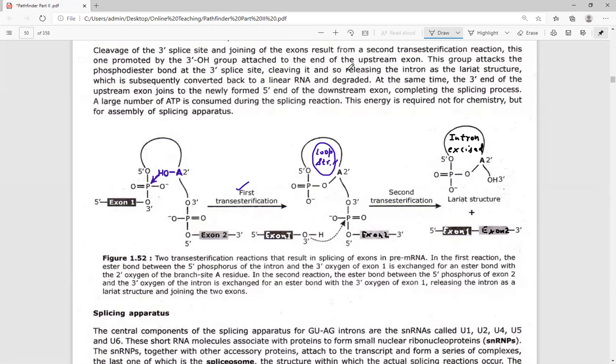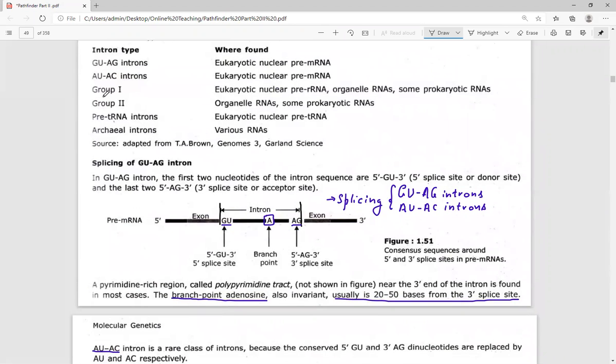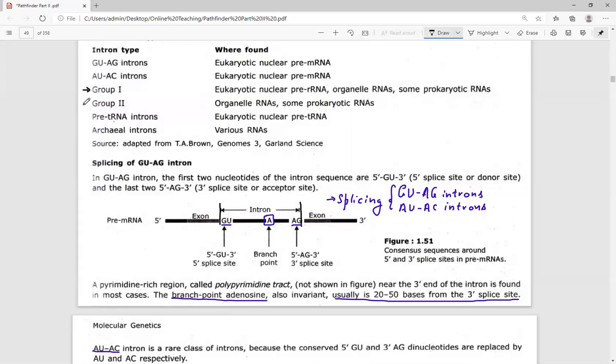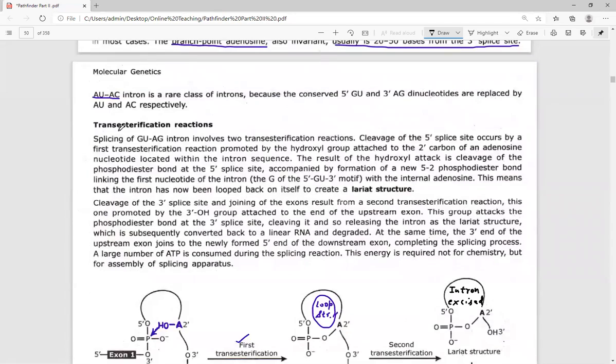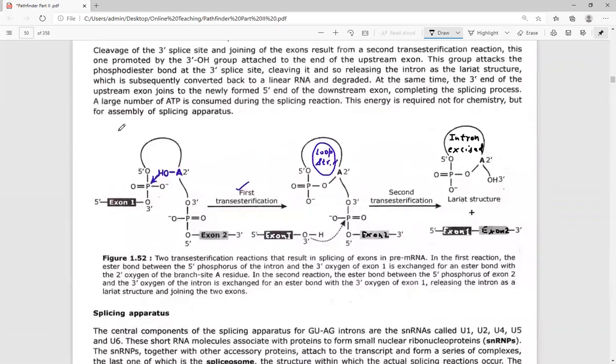Now let us look at how the entire reaction takes place. What are self-splicing introns? The group 1 and the group 2 introns. Firstly, I will be talking about the group 2 introns, how group 2 introns work, how group 1 introns work, what is GUAG, what is AUAC introns, and then we would be looking at another type of splicing involving the splicing apparatus.